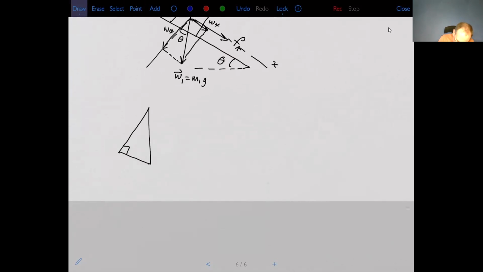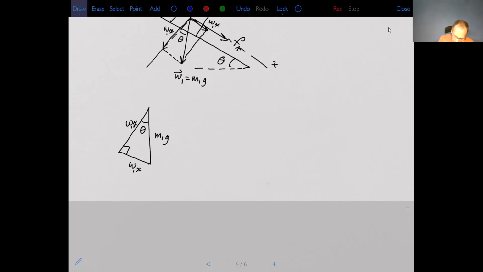Okay, so remember, this is theta. This was wy. This is wx. Right? It's really w1y, w1x. I'll just call it that. Let me put a 1 in there just to remind us it's 1. Okay, so w1y, w1x. And then the hypotenuse here is going to be the magnitude of that force, which is the weight. So this is just m1g, right?